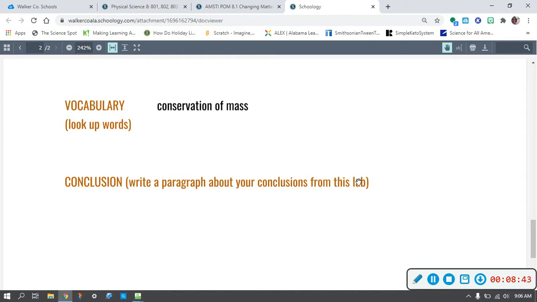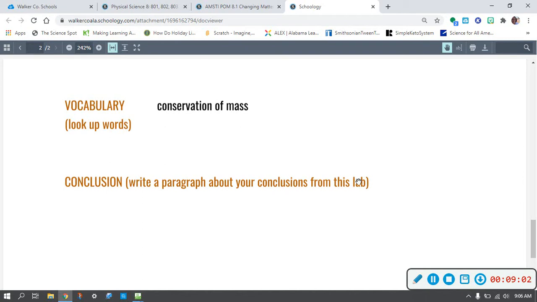So just like energy, it can't be created or destroyed. Now you need to write your conclusion. Remember, start with your question, then write your hypothesis, then tell me about your results, okay?